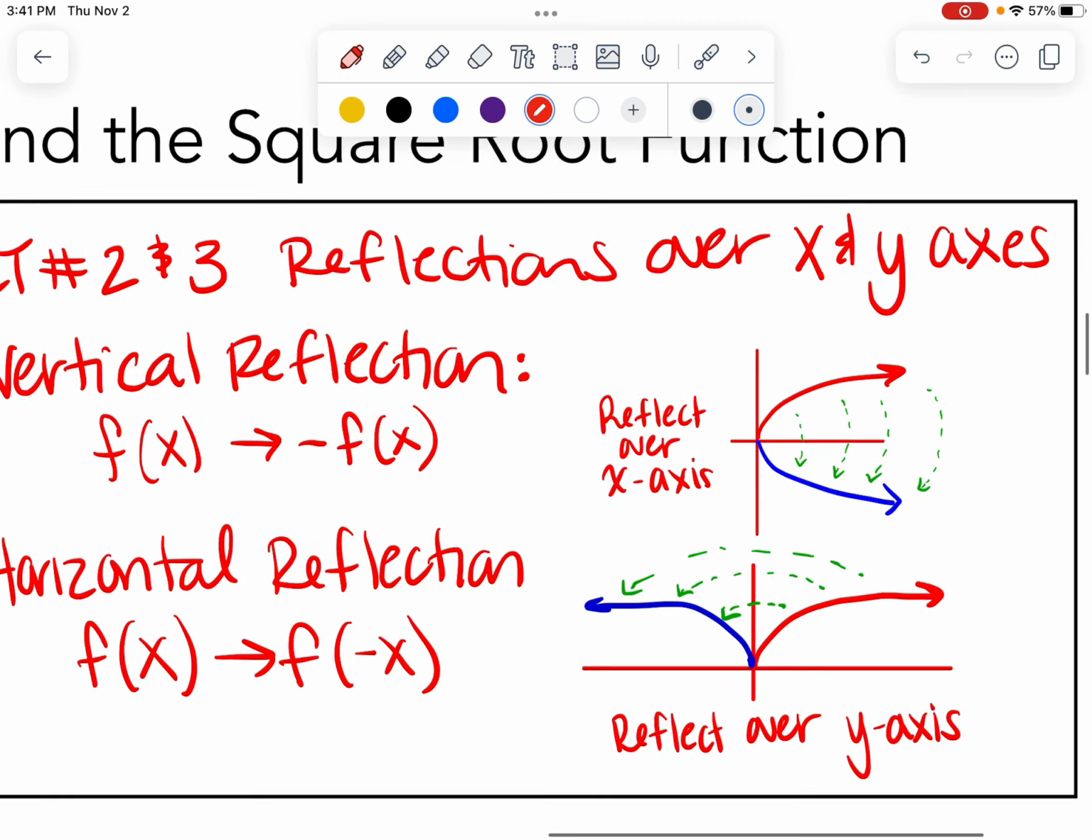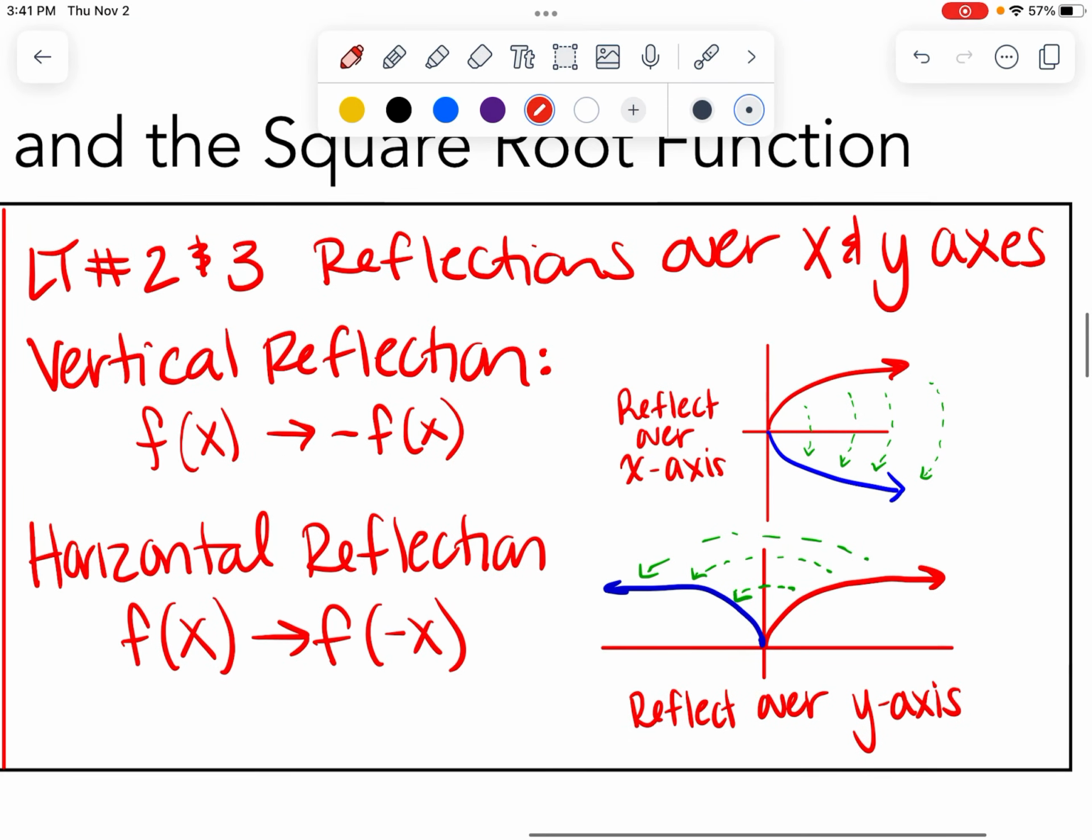Learning target number 2 and 3, go ahead and pause the video and get these notes down, and then I'll explain it. So learning target 2 and 3 have to do with reflections over the x and y axis. So a vertical reflection is a reflection over the x-axis. So we're taking our x values and after we put them into the function, we're negating it. So the y values all become negative. So there you go. The red is your first function, and then to reflect it over the x-axis, we end up with our blue function. So that's f of x becomes the opposite of f of x.